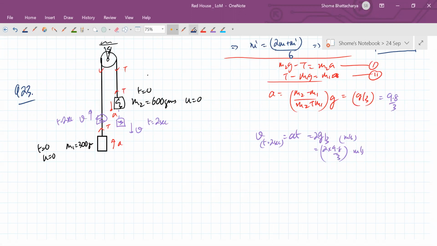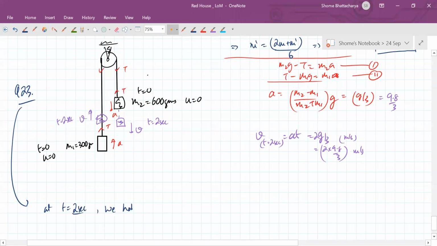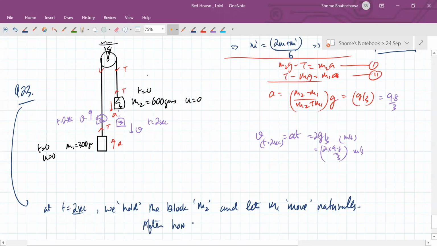Okay, now what you are doing is, that's the 23rd question, that at t equal to 2 seconds, we hold the block M2, and let M1 move naturally. So we have to find out after how much time will the thread tighten. Okay, so let's understand this visually first.